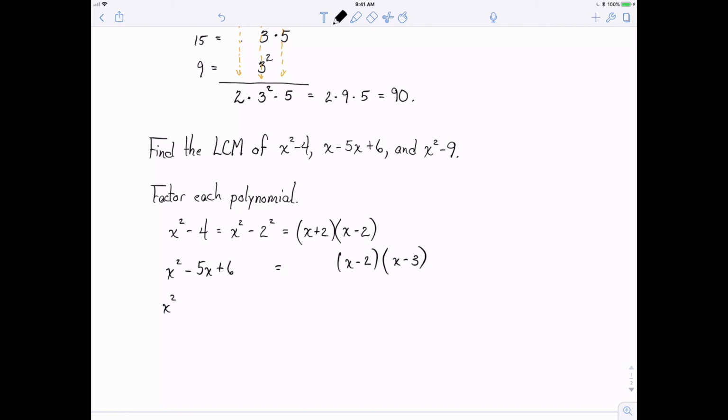X squared minus 9, you might recognize it also as x squared minus 3 squared. So it's a difference of squares as well. So that means I'm going to have an x plus 3. Now notice I don't have an x plus 3 column yet. So I'm going to start a new column. I'll put my x plus 3 here. Times x minus 3. Well, I already have an x minus 3 column, so let's use that.